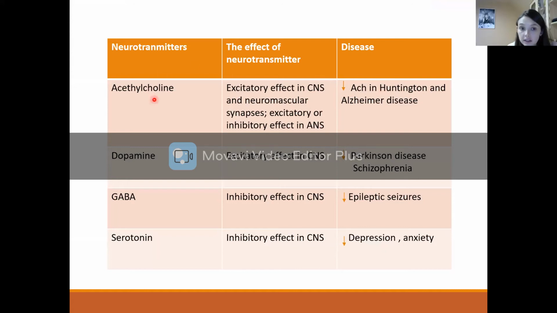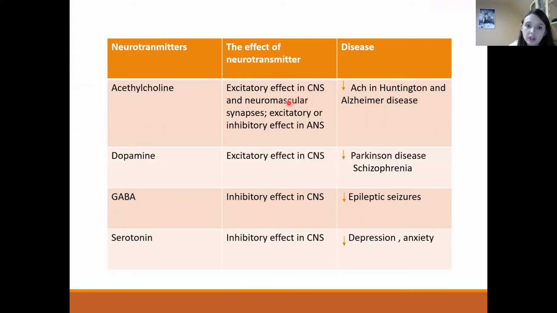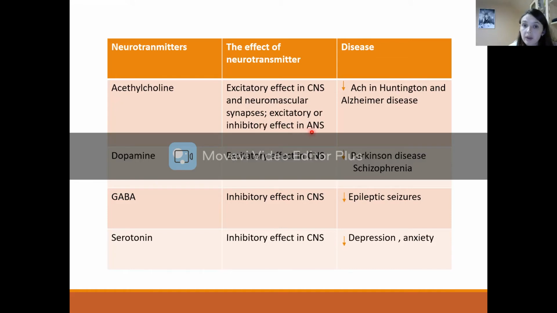So, acetylcholine. It has an excitatory effect in the central nervous system and in the neuromuscular junction, but it could have an excitatory or inhibitory effect in the autonomic nervous system. In case we have a large amount of acetylcholine in the central nervous system, it will lead to diseases like Huntington disease.